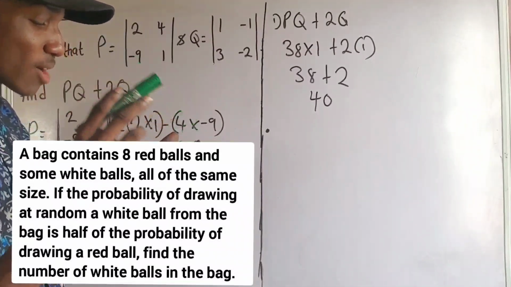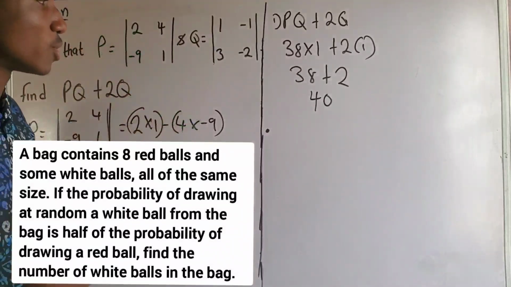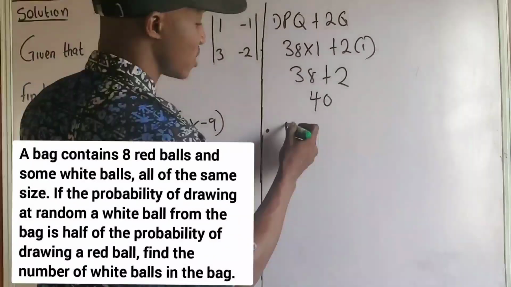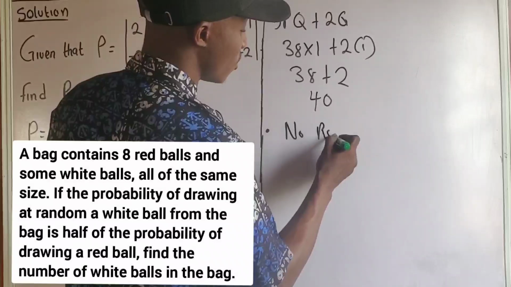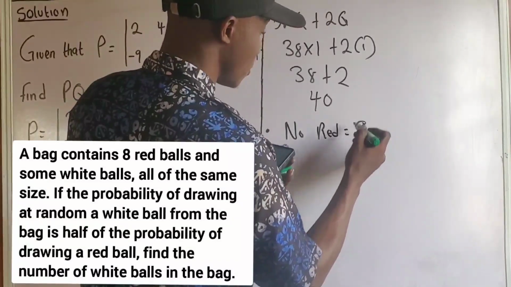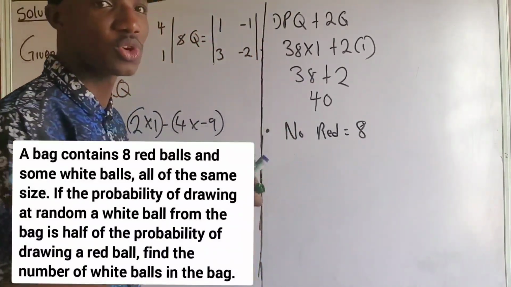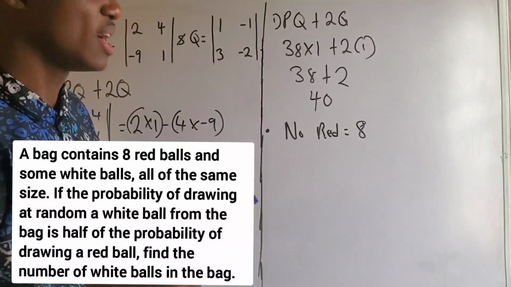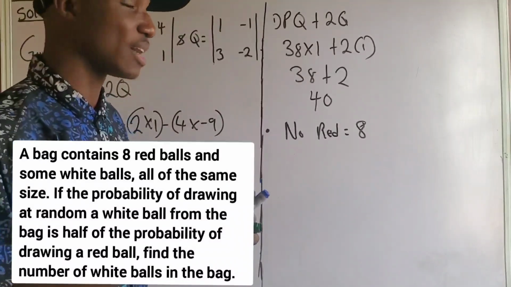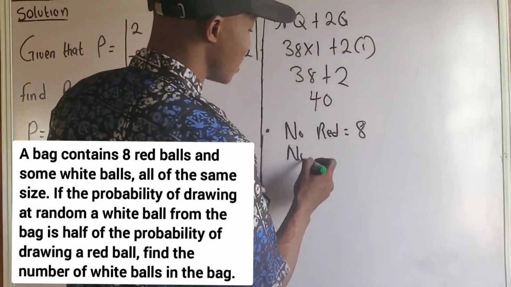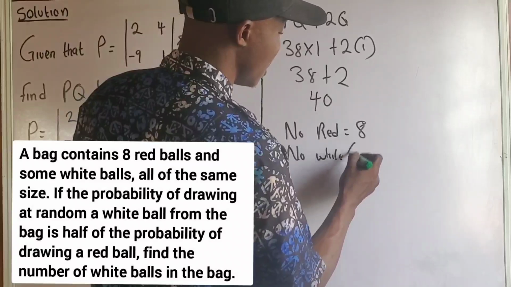A bag contains 8 red balls. So the number of red balls is what? 8. Okay, and some white balls. We don't know the number of white balls. Do you understand? So let us represent the number of white balls as x. So the number of white balls, let it be x.